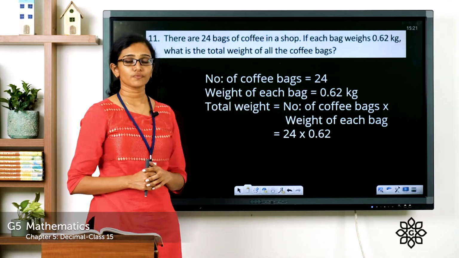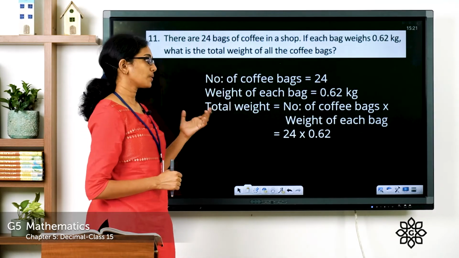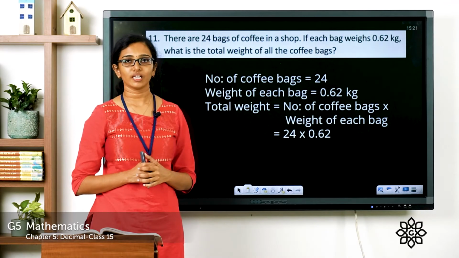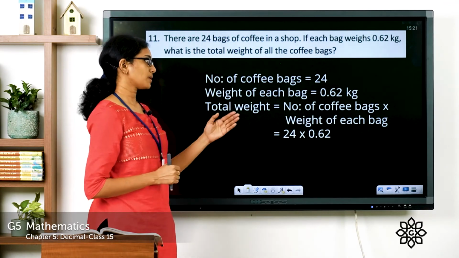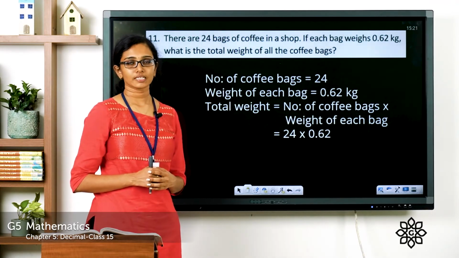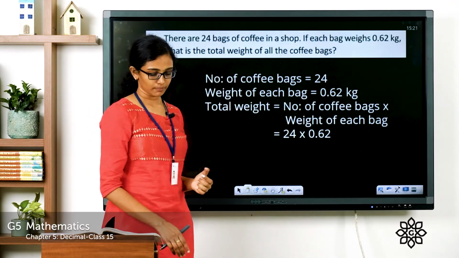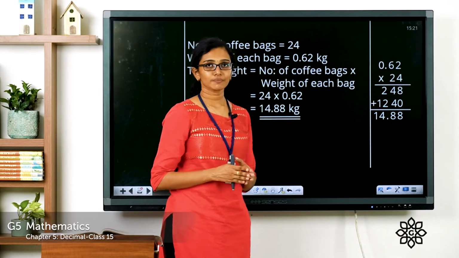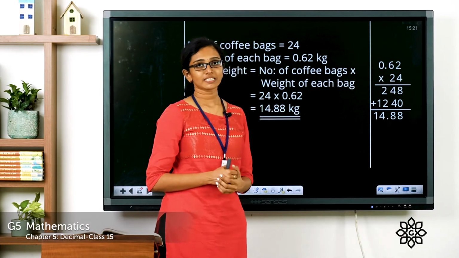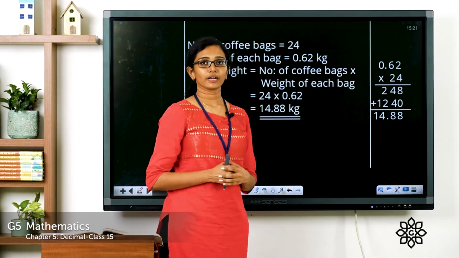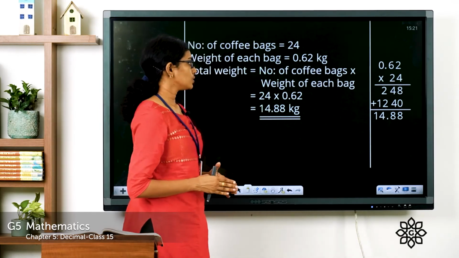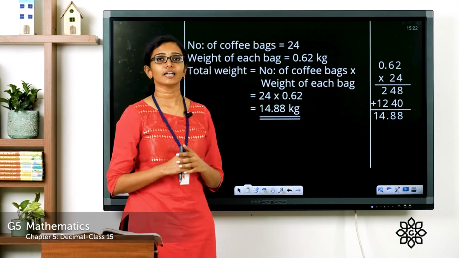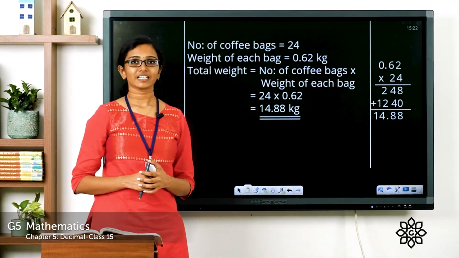Now, you are asked to find out the total weight. Total weight is equal to the number of coffee bags into the weight of each bag. That would be equal to 24 into 0.62, a whole number multiplied by a decimal number. So, how would you do this? Ignore the decimal point in the beginning, proceed with the multiplication, put the decimal point in the final product, which will give you the total weight is equal to 14.88 kilograms. Hope this is clear to you.